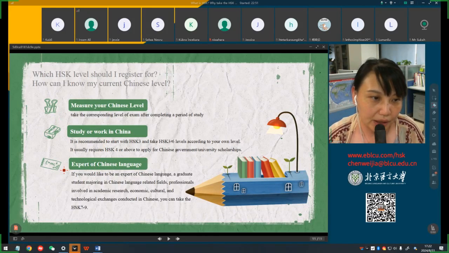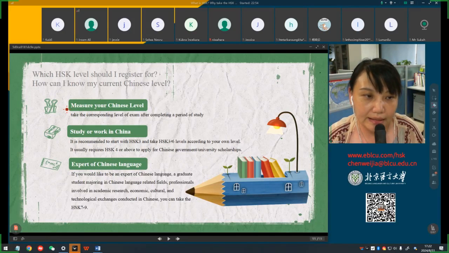Also, I have some suggestions here. If your goal is just to measure your current Chinese level, you can just take the corresponding level of exam after completing a period of study. For example, you finish a study course of HSK 1. You want to know if you are qualified, if your level really reaches HSK 1. So you can take a test for HSK 1 and check your level. So that is for the first purpose.